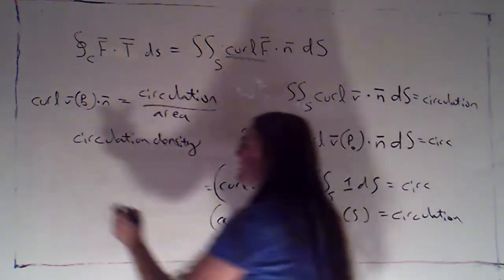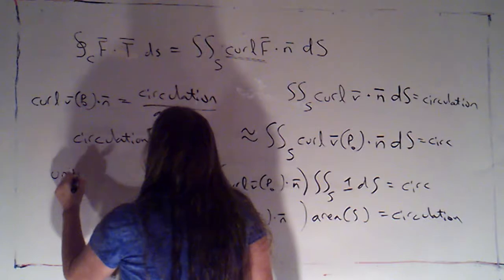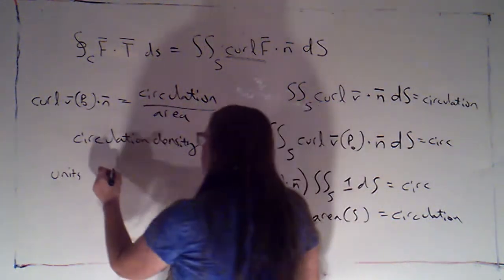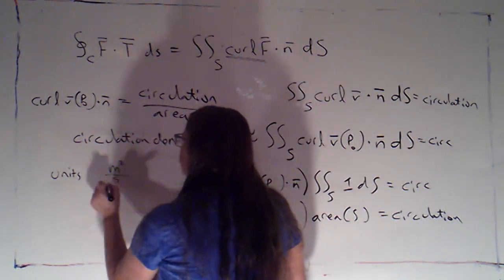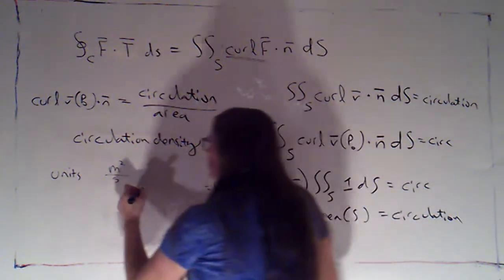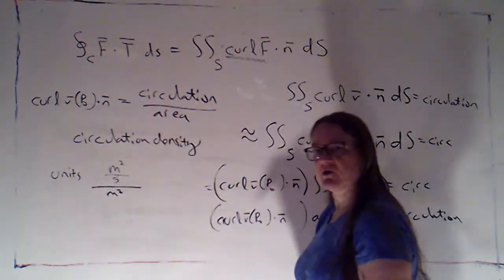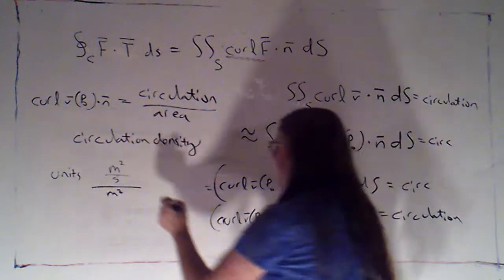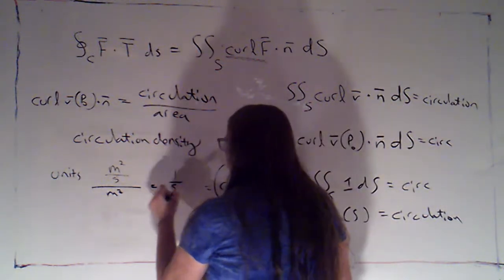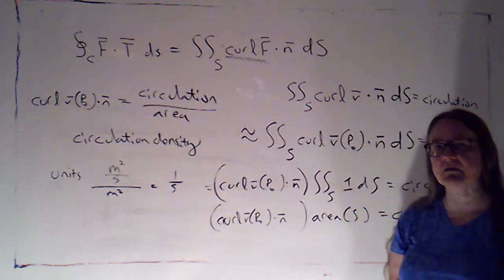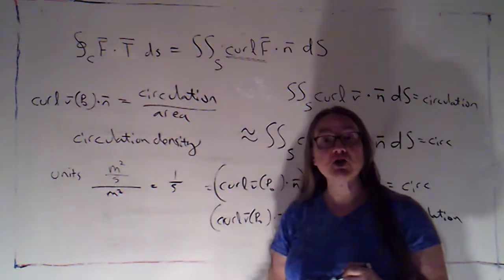If I take a look at the units for that, we said circulation was like a meter squared per second. Area would be like a meter squared. That looks kind of weird because I'm just getting something per second because the meters squared cancel. But what I'm getting is a ratio.